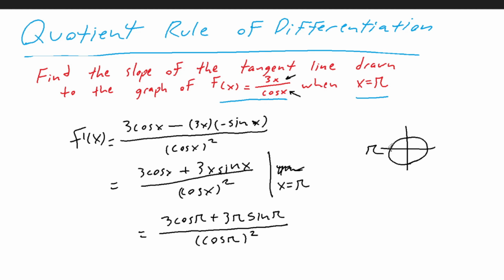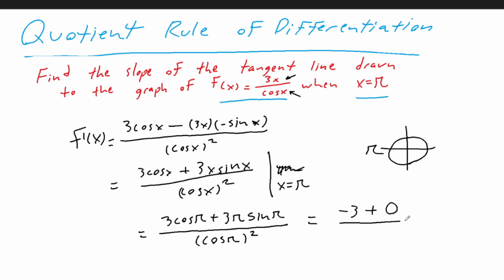Cosine at pi, x at pi is -1. So we have 3 times -1, so that's -3. And then sine pi, so sine at this point is 0. So this whole thing is just going to become 0.